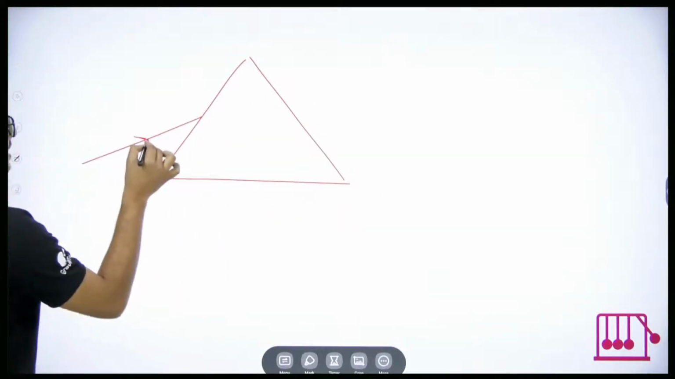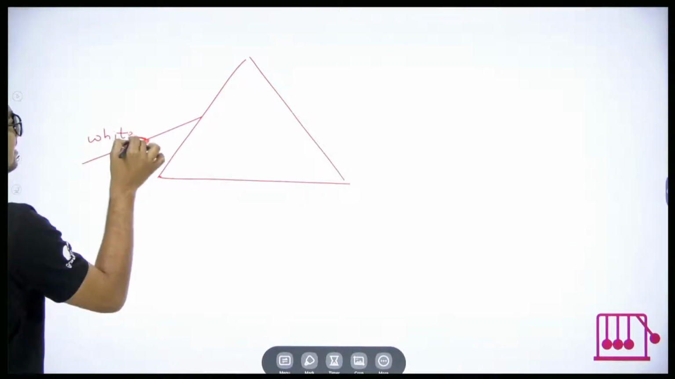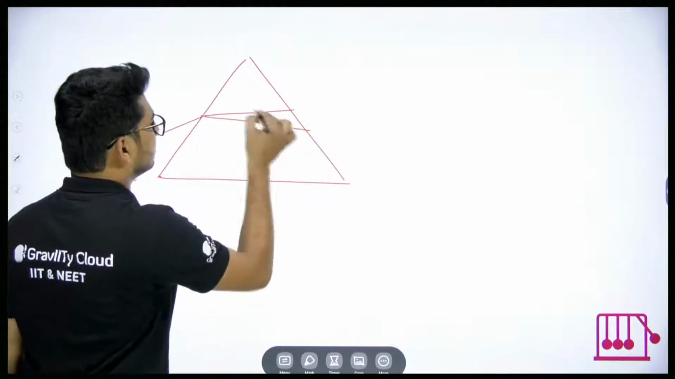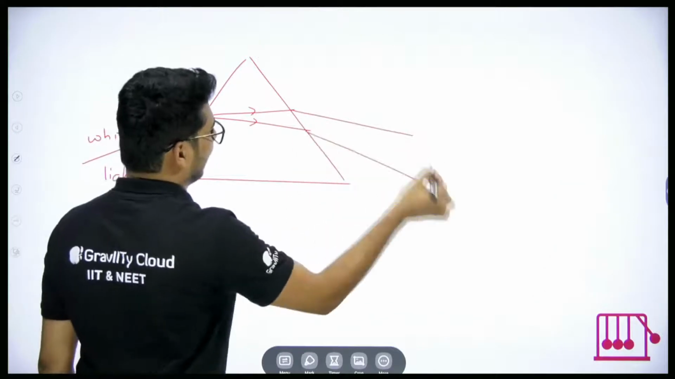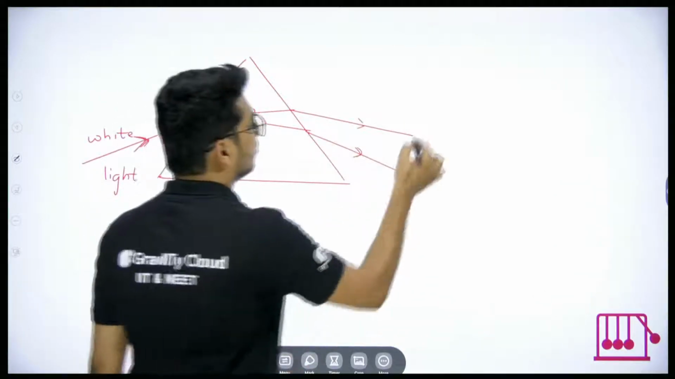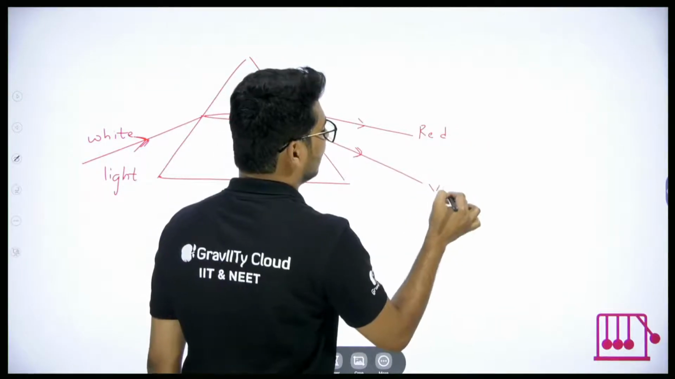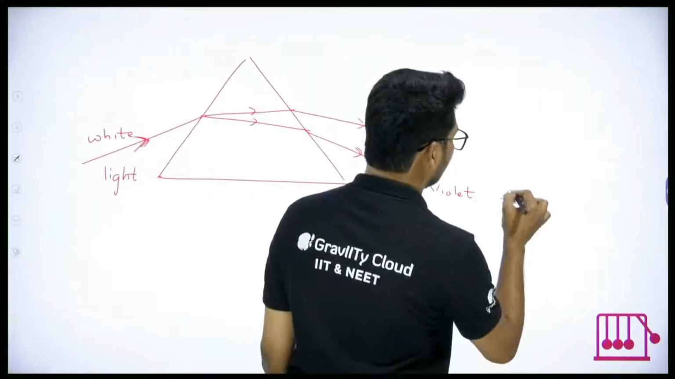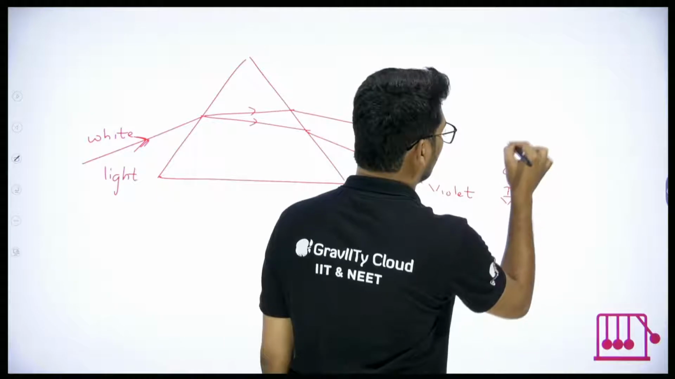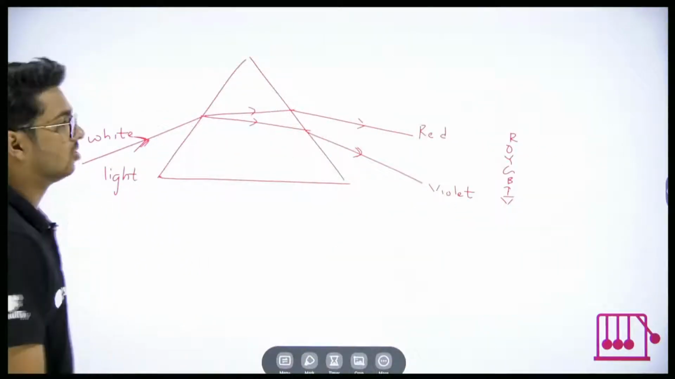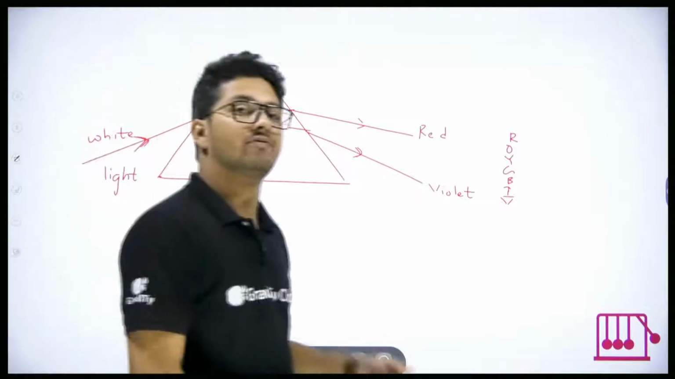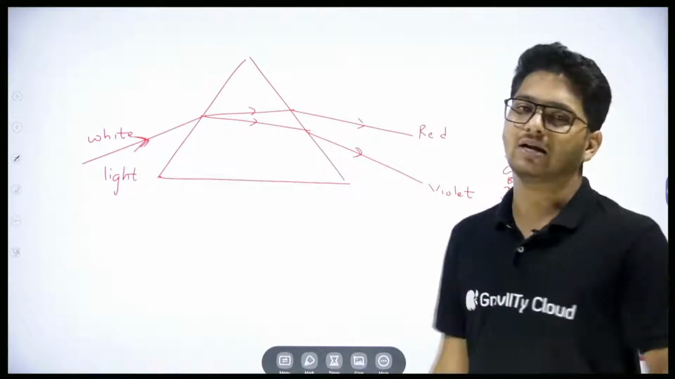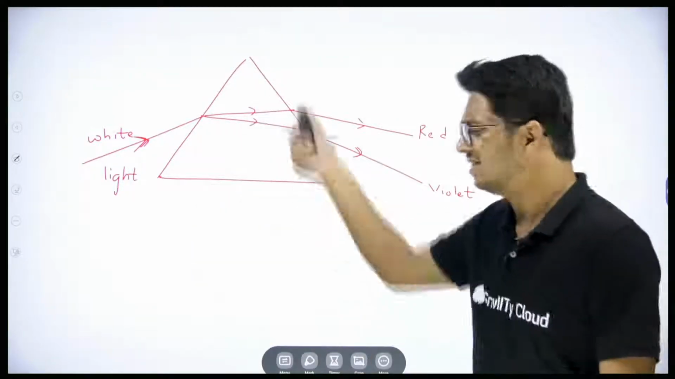So when white light is incident on a prism, dispersion occurs, and obviously dispersion and refraction occur, and ultimately you get red color at the top and violet color at the bottom. So from violet the order is VIBGYOR. It will be in that order. But why is light splitting into different colors? Because white light is passing through a prism. And because different colors have different speeds and different refractive indices, they split.